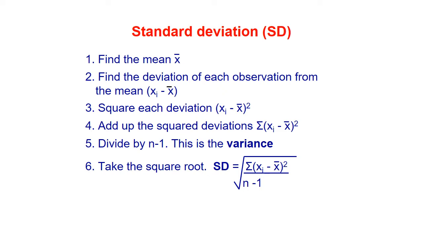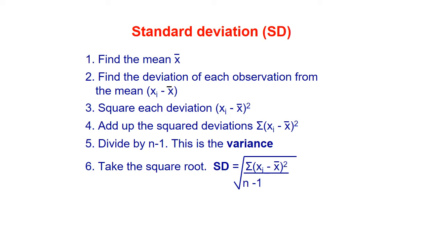Third step is to square each of those differences that you got in the previous step. So where you were subtracting the value minus the mean, you now square the difference that you get. So even negative differences will become positive. Number four, you add up the squared deviations.